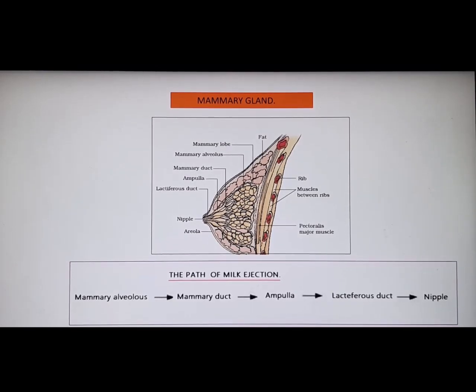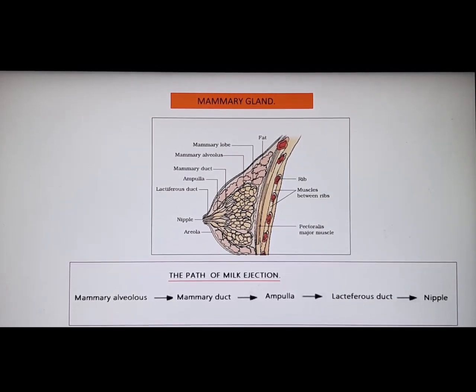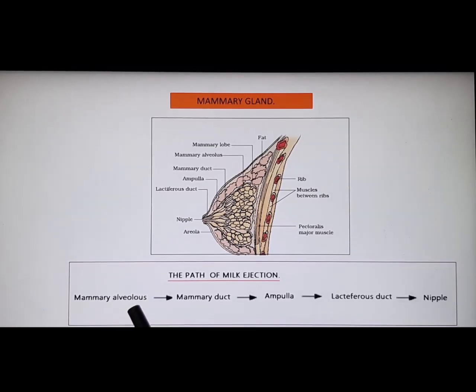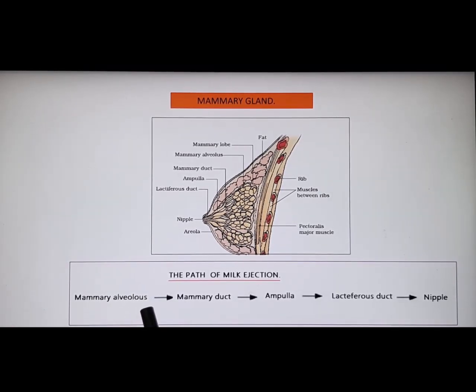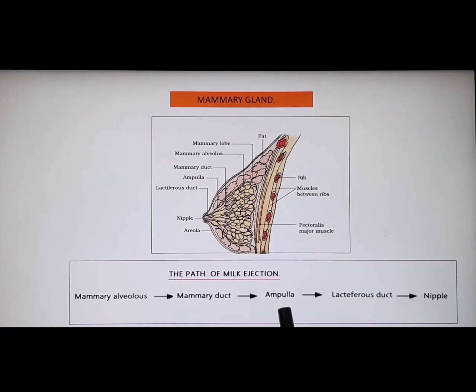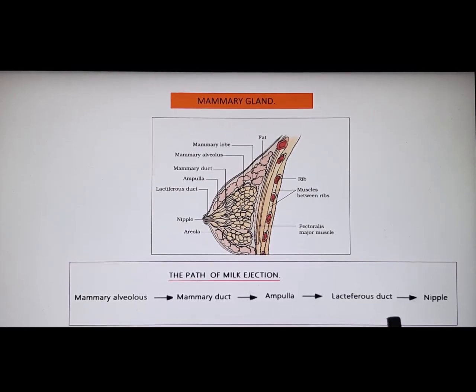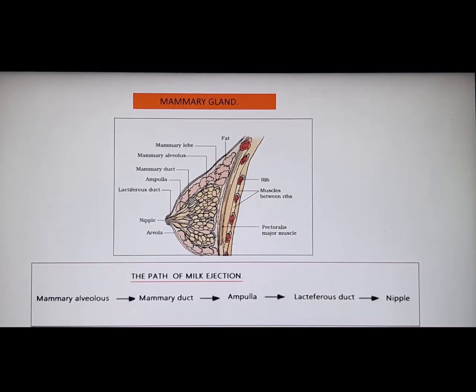And the pathway of milk ejection: you can see that the mammary alveolus, where the milk is produced, secretes it into the mammary duct. From the mammary duct it moves to the mammary ampulla, and then to the lactiferous duct, and finally it comes out to the nipple. And that's about the female reproductive system.